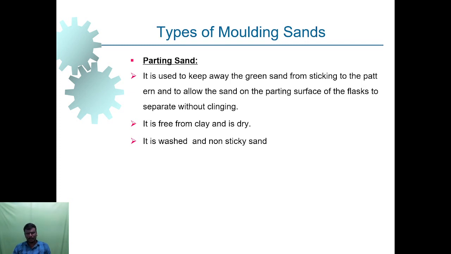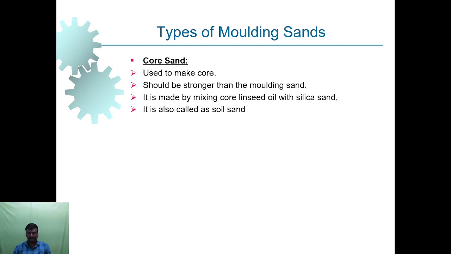And next, parting sand. It is used to keep the green sand from sticking to the pattern and to allow the sand at the parting surface of the flasks to separate without clinging. The parting sand is free from clay and dry. Parting sand is washed and non-sticky sand.